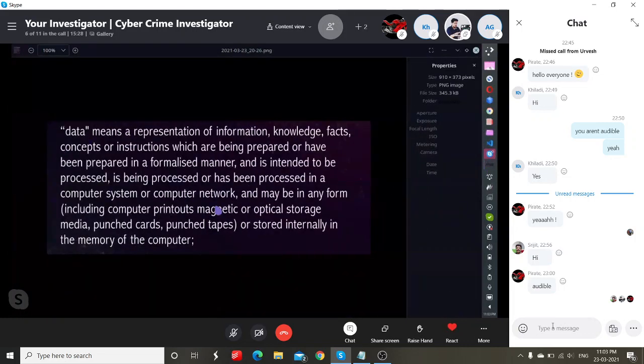So this is the image where it's written. Data means a representation of information, knowledge, facts, concepts or instructions which are being prepared or have been prepared in a formalized manner and is intended to be processed, is being processed or has been processed in a computer system or a computer network and may be in any form, including computer printouts, magnetic or optical storage, punch cards, punch tapes, or stored internally in the memory of computer.